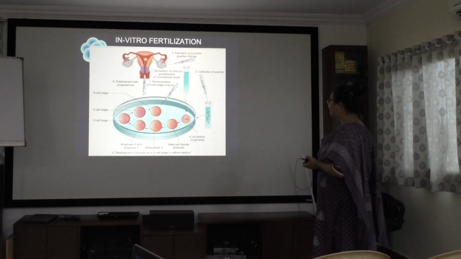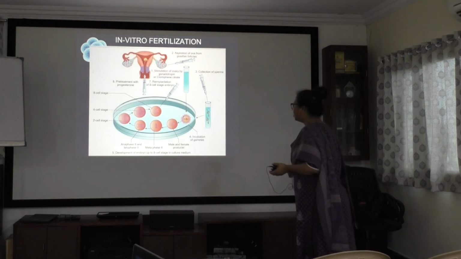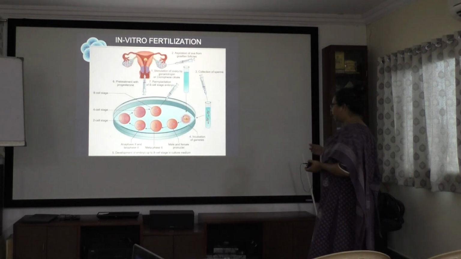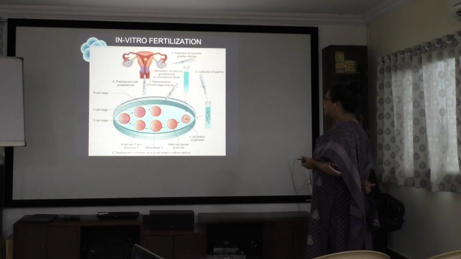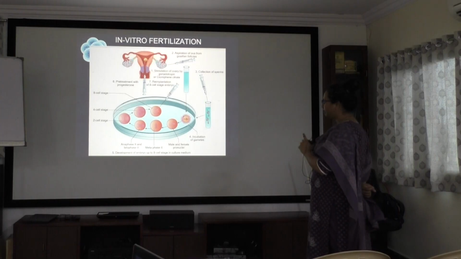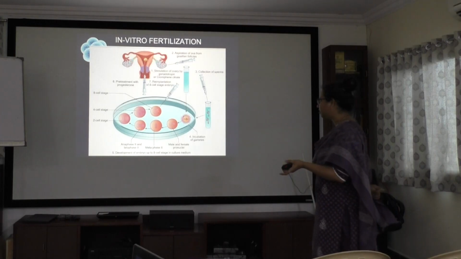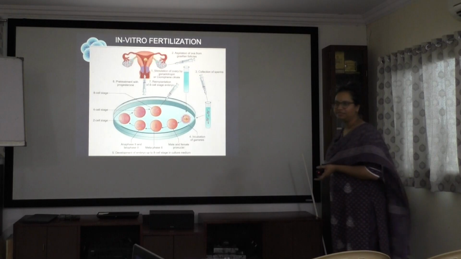Collection of sperms and preparation of sperms, these are incubated in one medium. The female and male pronuclei unite. This results in an 8-cell stage morula. This morula is implanted into the female genital tract.